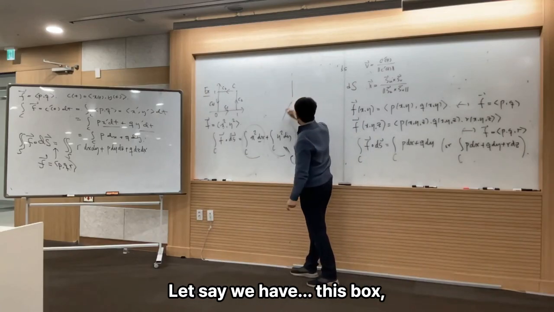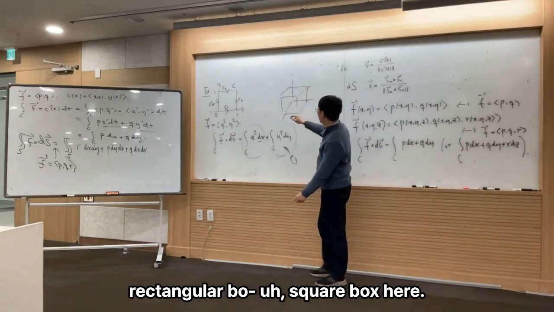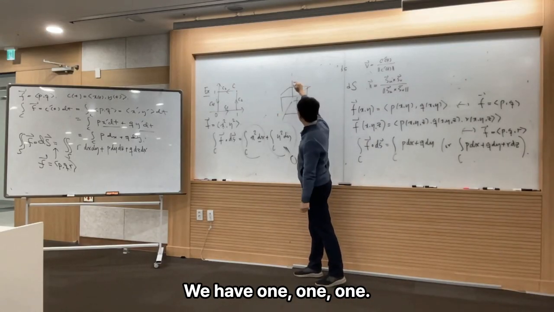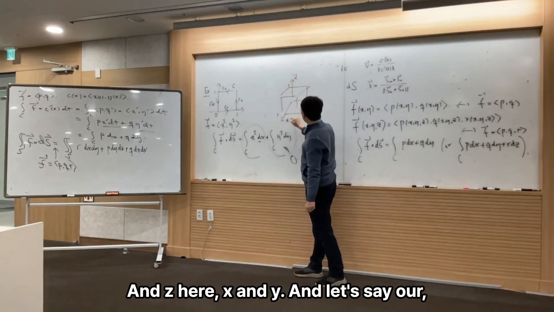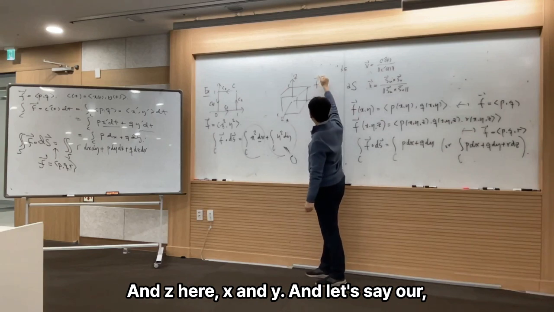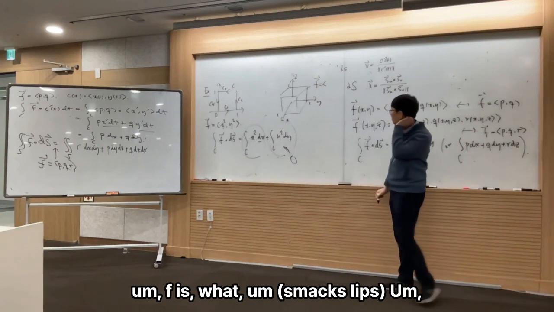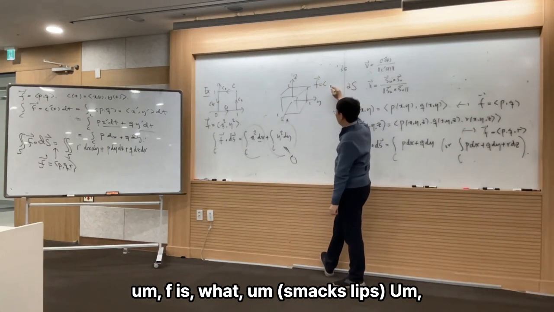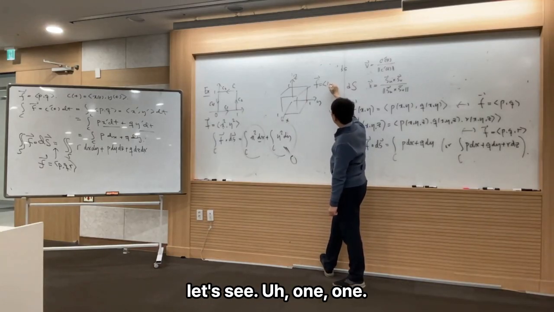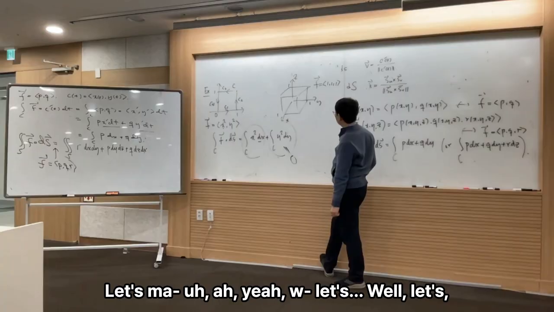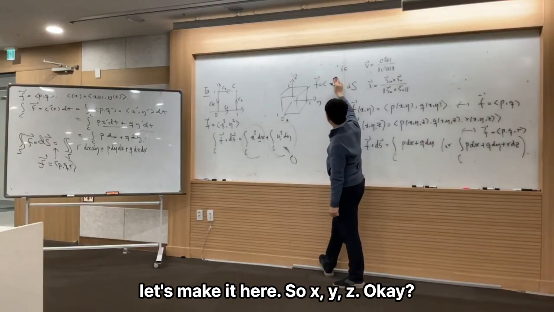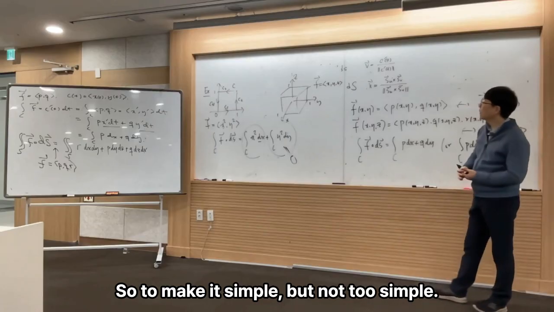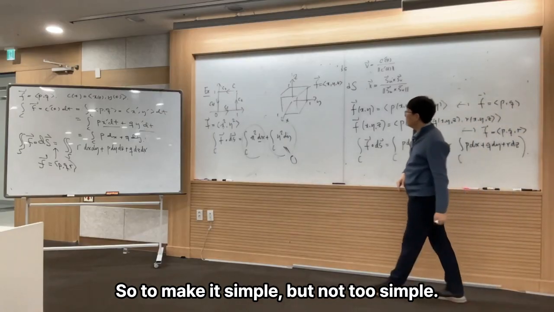So let's also think about a situation similar to this, where our surface is very flat but has several components. Let's say we have this box, a rectangular square box here. We have 1, 1, 1, and z here, x and y. And let's say our F is, let's see, (x, y, z). Okay, so to make it simple, but not too simple.